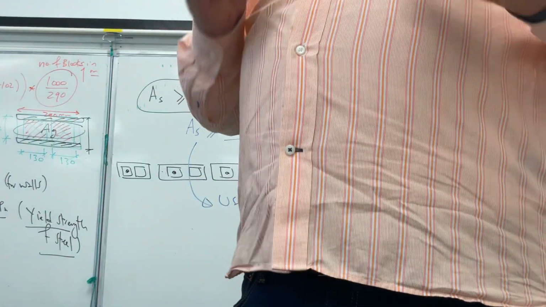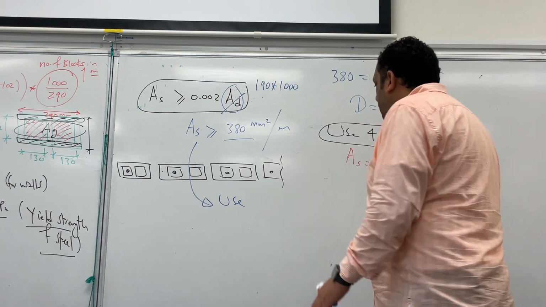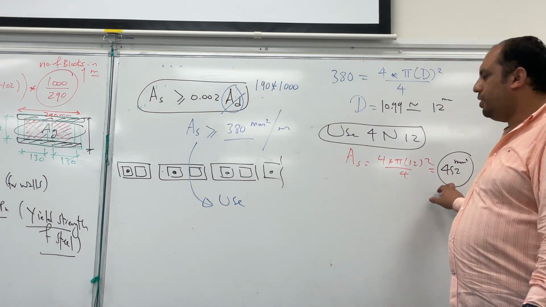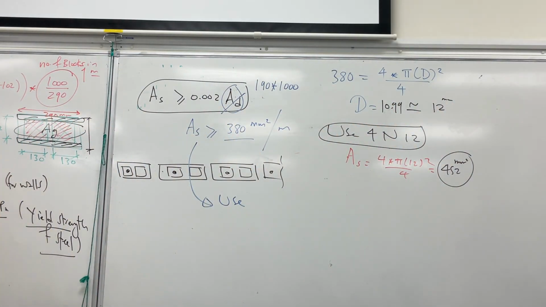The design is not one way, so just follow whatever you want. So now, how many bars? 4? 452. So what you need to do now is calculate the value for this bar using As equal to 452. Okay?